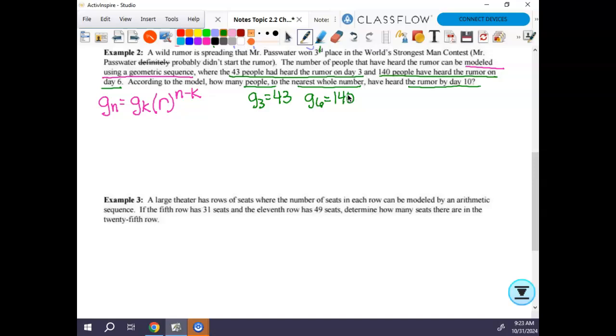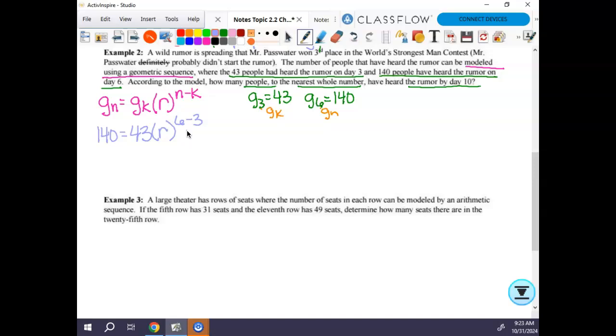In order to do that, I need a G sub n and a G sub k. So remember, these are in order. So I'm going to make this G sub k, this G sub n. Then I'm going to fill all that stuff in over here. G sub n is what? 140. And that's equal to G sub k, which is 43, times R. I don't know R. n is 6 minus k, which is 3. And remember, we put them in that order, so we get a positive exponent up here, not a negative exponent.